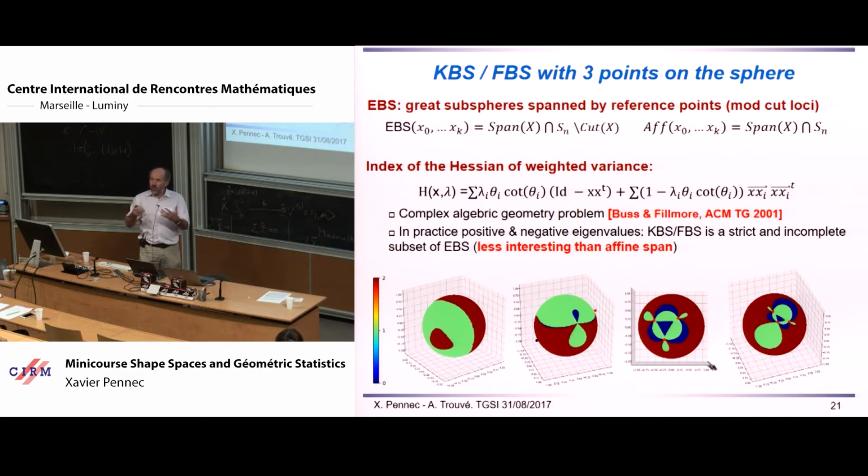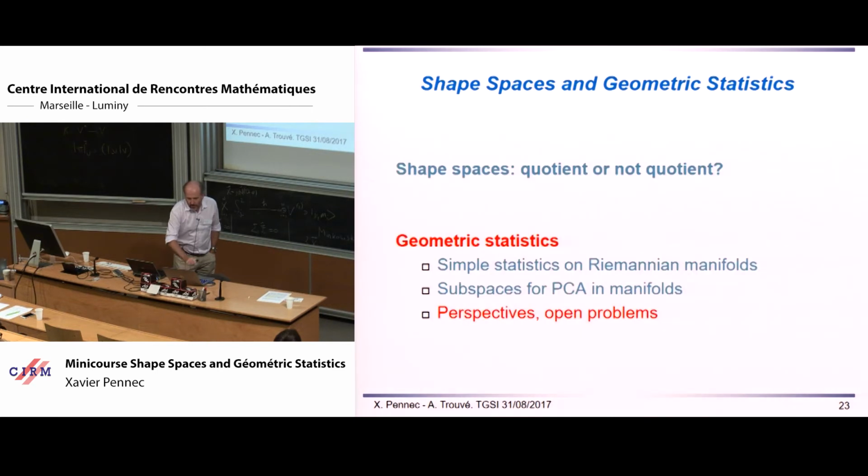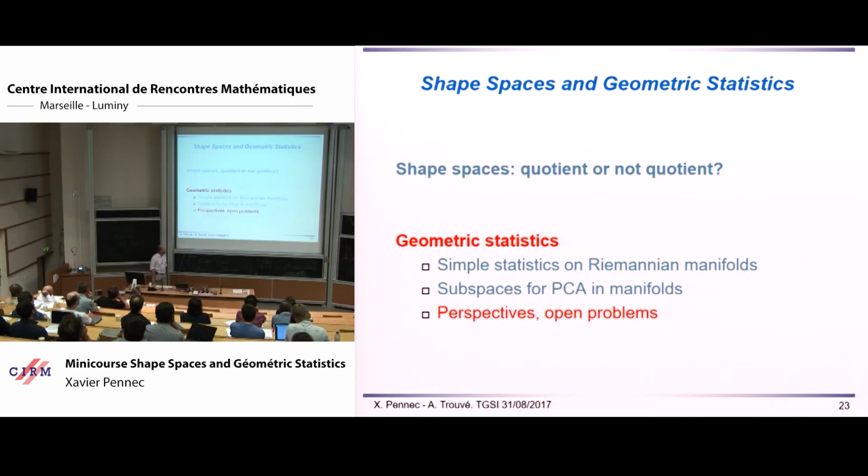So in terms of definition of subspaces, it might not be the best definition. It's better in the sphere. The exponential barycentric subspace is the full subsphere except the cut locus, and in the affine span we find them again. Okay, so now I'm arriving to the perspectives and the open problems.